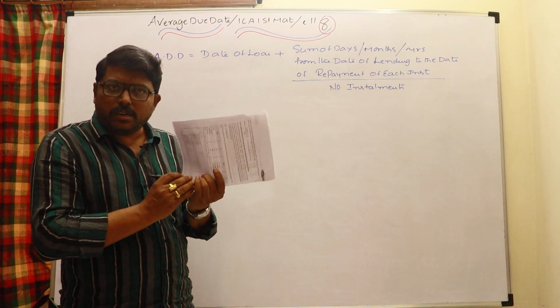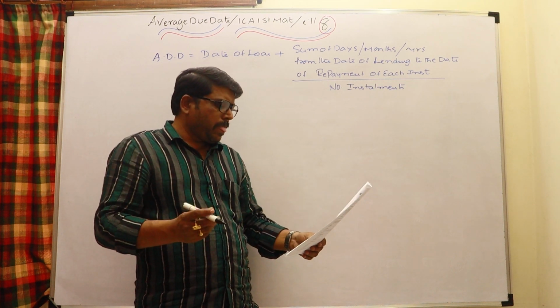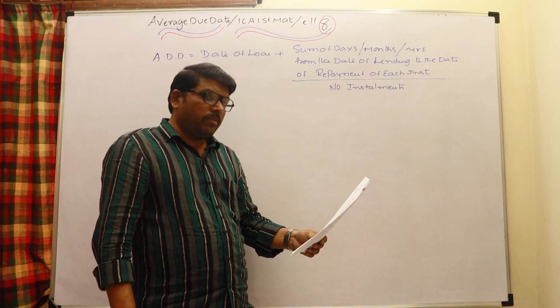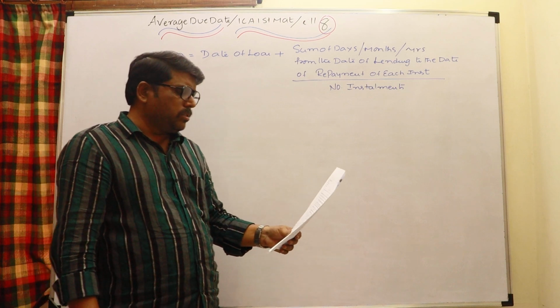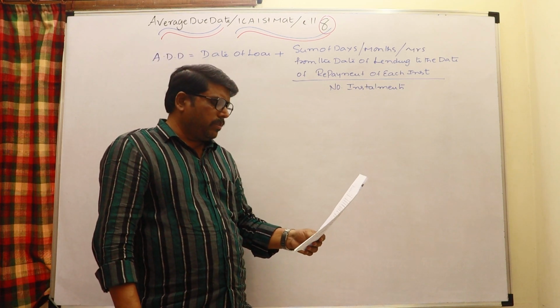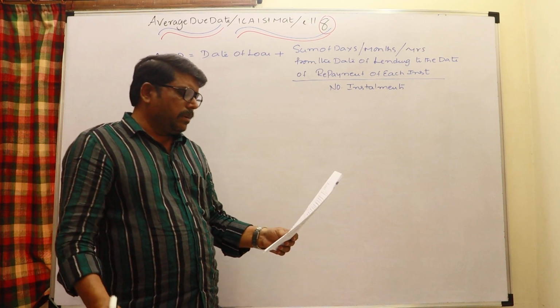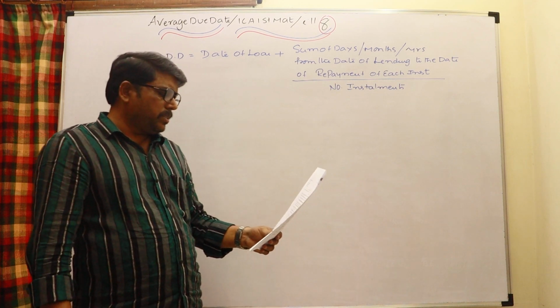Otherwise you have to calculate, as I said, many times. Let us check it in the given sum. 10,000 rupees lent by Das Brothers to Kumar and Sons on 1/1/2011. They would like to repay in 5 equal installments, one every year: 1/1/2012, 13, 14, 15, 16. By 5 times it will be completed. Find out the average due date; interest is 5%.